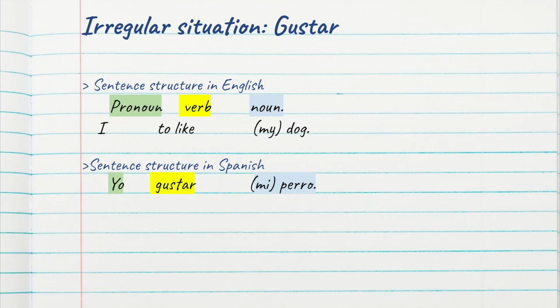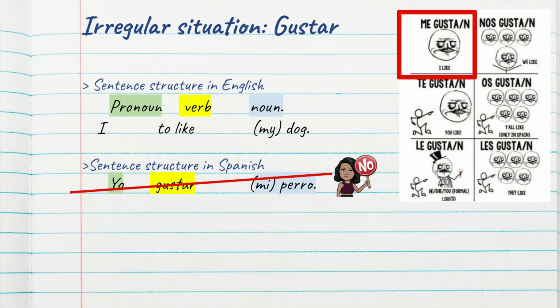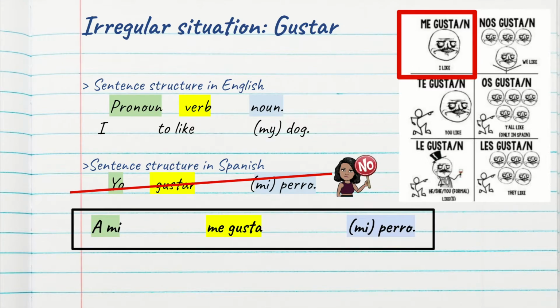Except this time around, I am going to tell you a little bit about how to conjugate it, okay? So it's an irregular verb, which means it does not follow the regular conjugation rules. Instead of saying yo gustar mi perro here, we're actually gonna change up the pronoun as well. It becomes me gusta because I'm talking about myself, but the pronoun also changes to a mí. Now again, this is an irregular verb, which means it's affecting the whole sentence. All right, so a mí me gusta mi perro.